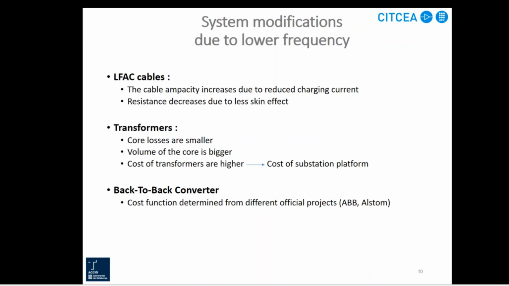The main, we cannot call it a flaw, but let's say a bit of a disadvantage, is that the back-to-back converter is a bit expensive because, as we said, it consists of 2 MMCs. It is almost equal to having an offshore and onshore converter, as in an HVDC system. And this cost function for my model is determined from different official projects such as ABB or Alstom.